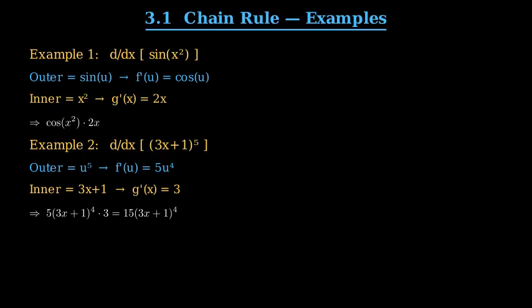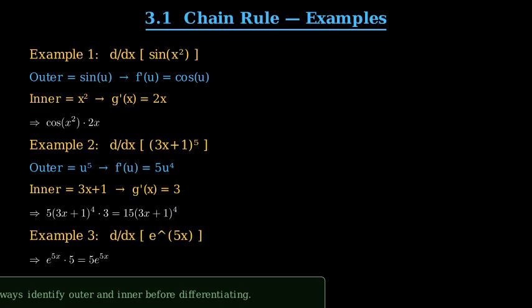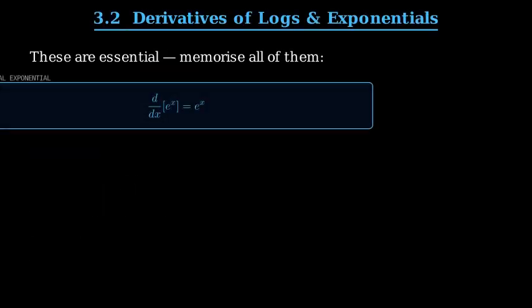Section 3.2. Derivatives of logarithms and exponentials. These 6 rules are non-negotiable. Commit them to memory. The derivative of e to the x is e to the x. The derivative of a to the x is a to the x times the natural log of a. The derivative of the natural log of x is 1 over x. The derivative of log base a of x is 1 over x times the natural log of a. The derivative of the natural log of u, using the chain rule, is u prime over u. The derivative of e to the u using the chain rule is e to the u times u prime. The last 2 forms with the chain rule are the ones you will use most often on the AP exam.